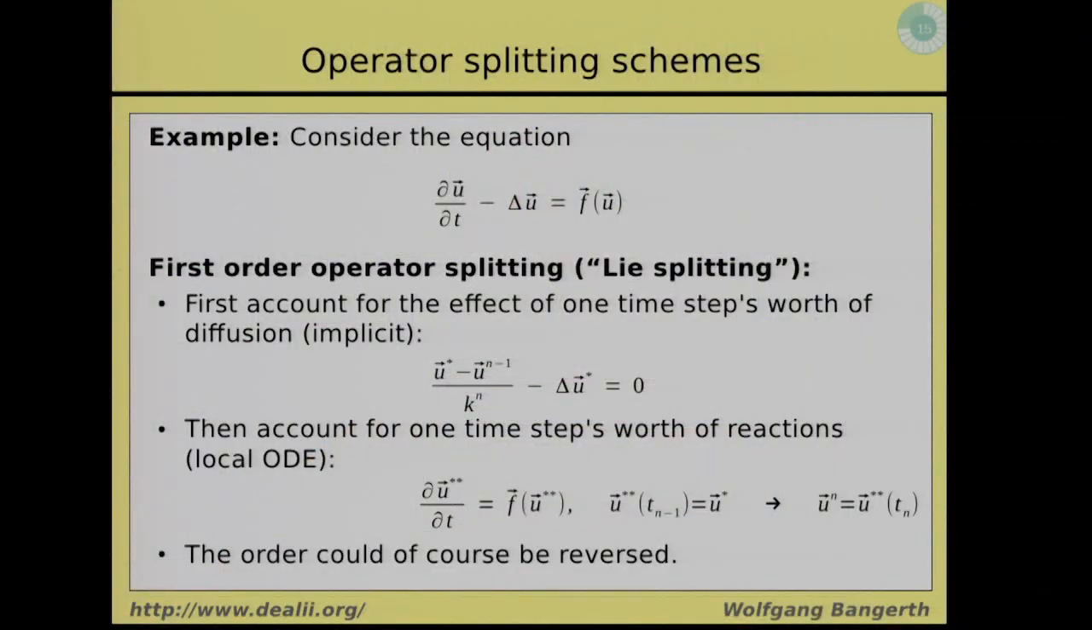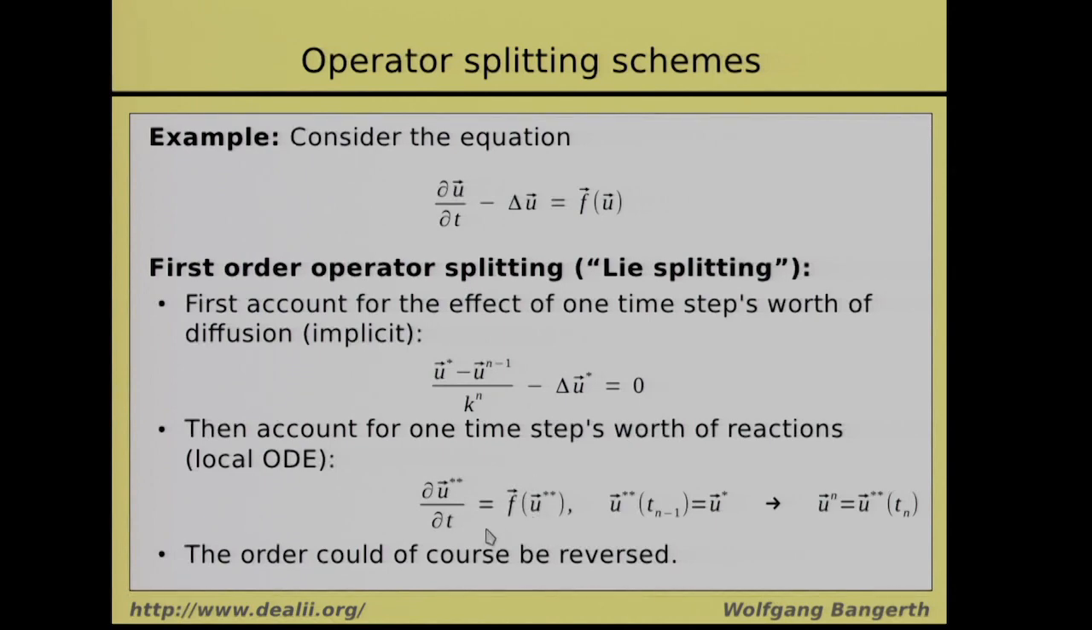And so let me show you how this looks for this Lie splitting, for this operator splitting approach. So let's say my first part of the step, my first increment, is going to be, I start at my previous solution, and I'm going to compute a U star that only solves the diffusion part and does it implicitly, okay? And then I'm going to do another full time step worth of only the reactions. So I could write this as, let's say, U star star minus U star over k_n equals f of something.